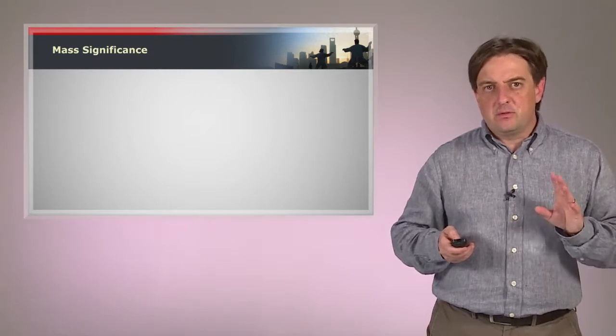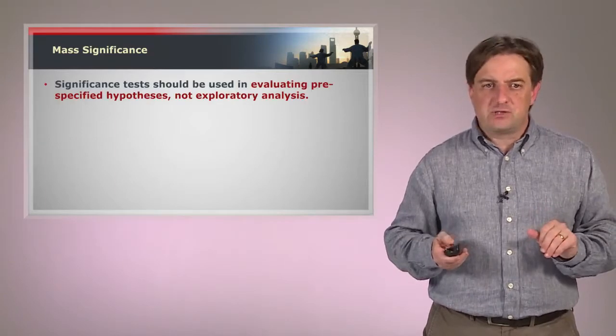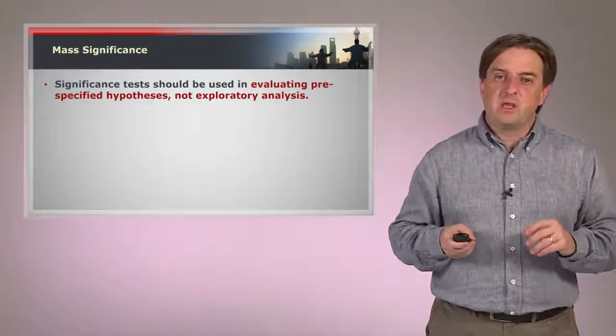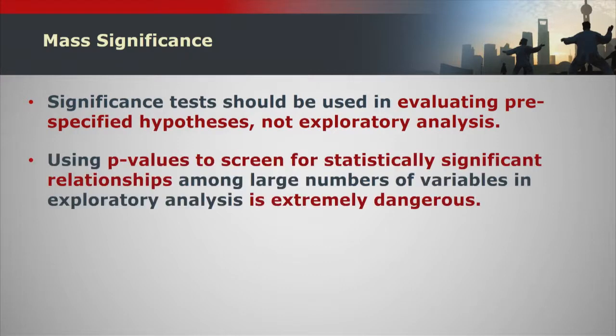Now I want to talk about the phenomenon of mass significance, which is actually associated with type 1 errors. Because of the prospect of type 1 errors, in fact the likelihood of type 1 errors, significance tests should not be used in evaluating large numbers of relationships, sifting through them to find relationships that are worth looking at because they appear to be statistically significant. Significance tests should be used in evaluating pre-specified hypotheses, not screening and conducting exploratory analyses. So using p-values to screen for statistically significant relationships among large numbers of variables in exploratory analysis is extremely dangerous.